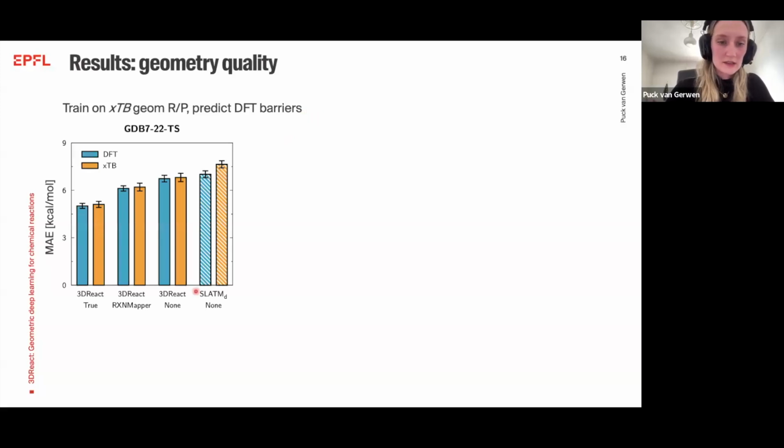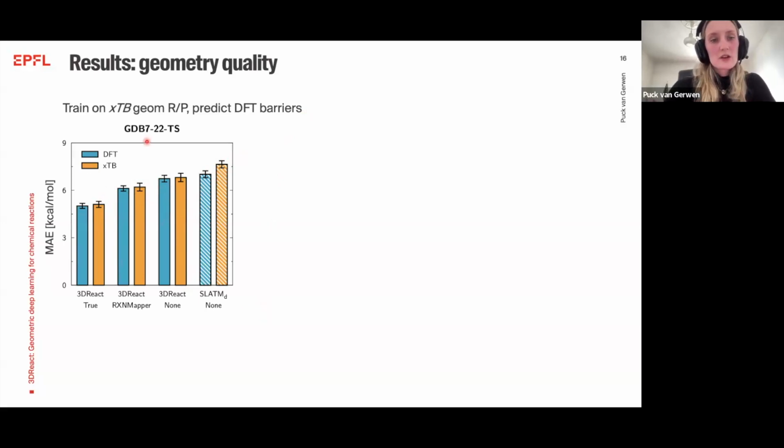And the answer is yes. For the first data set, you actually see almost no performance loss at all when you move to the cheaper geometries. And you can also see that this is not necessarily the case for these fingerprint-based models. So this is very satisfying.